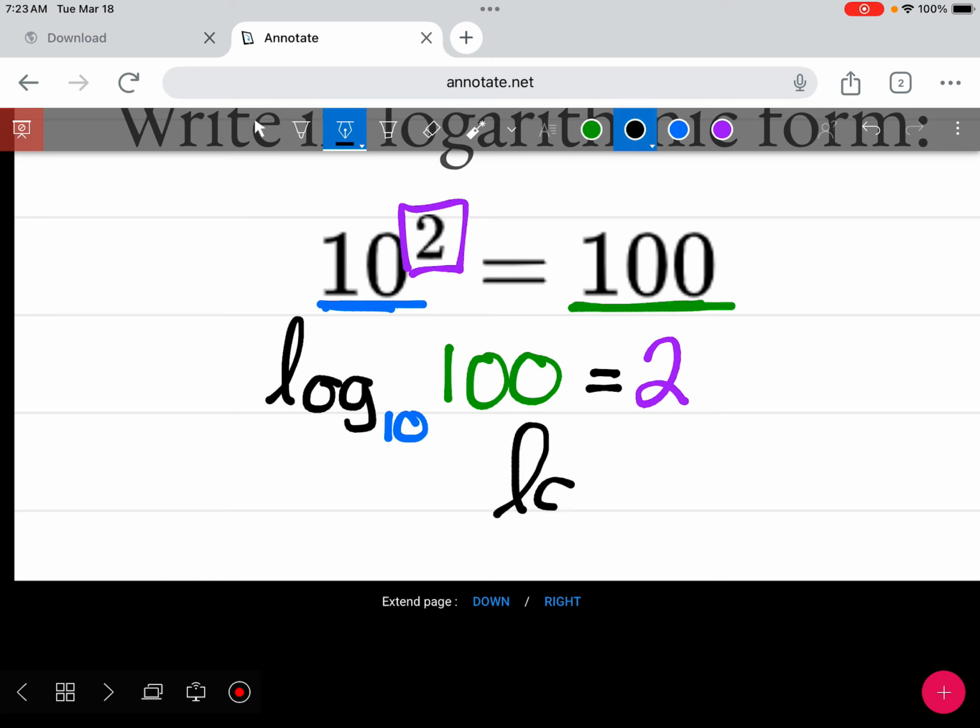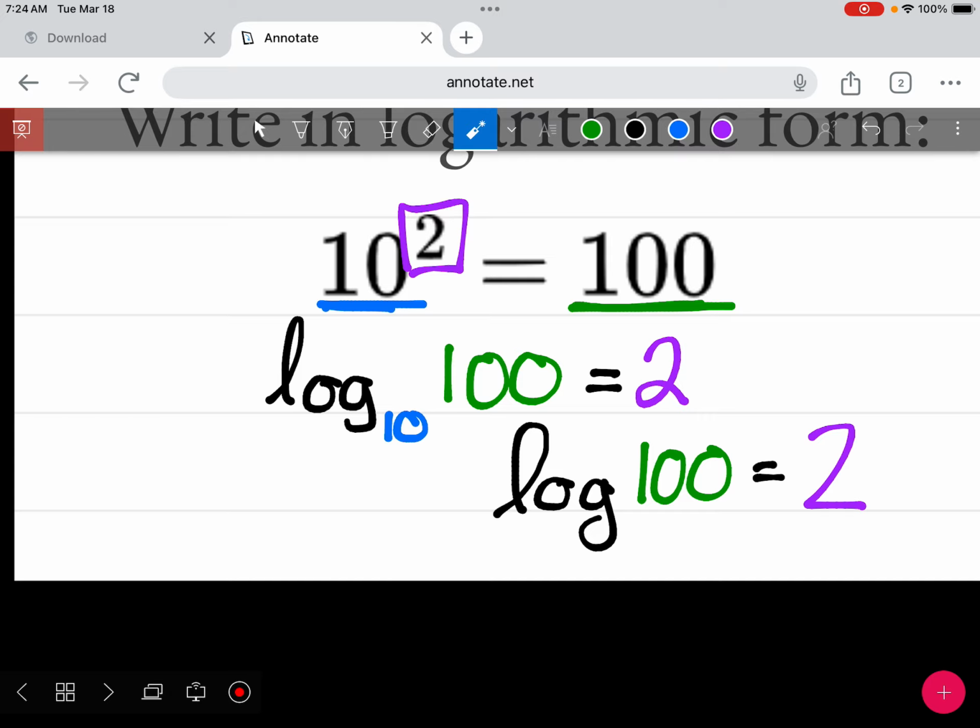More often, though, we will write our common log without a base, so we just drop that little 10. These are both technically correct. There is absolutely nothing wrong with this, because 10 is our common log. So either one of these is 100% accurate. So without a number, it means that we have a 10 there.